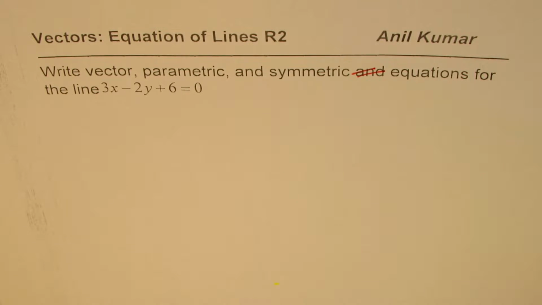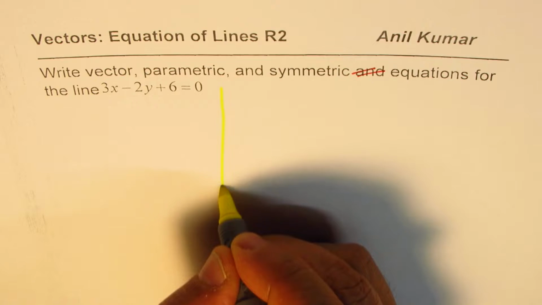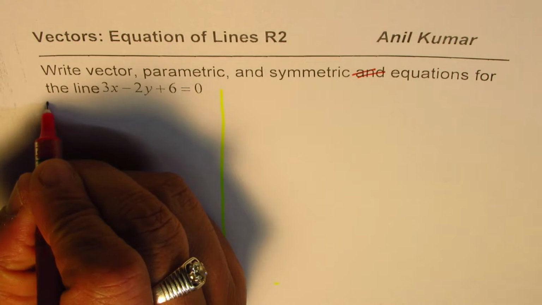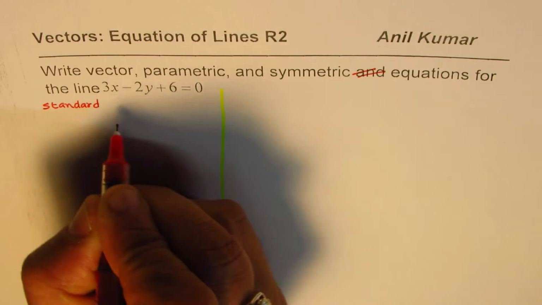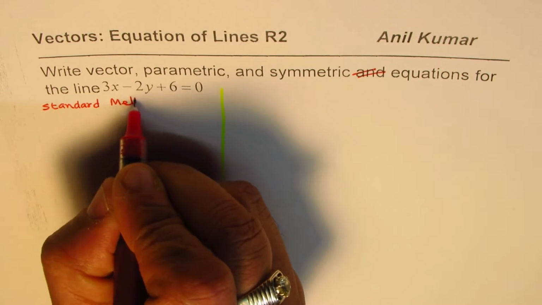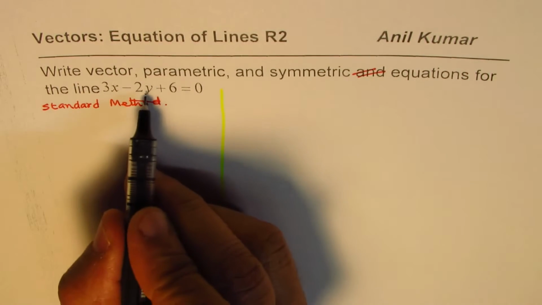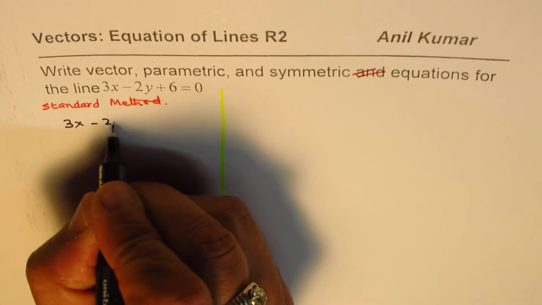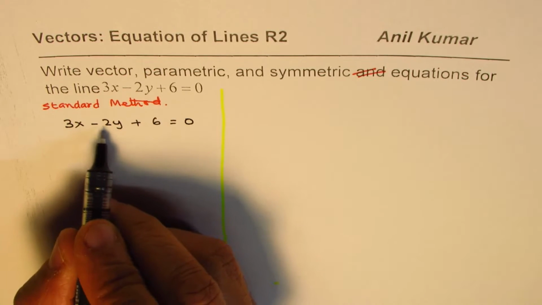Now there are different ways of doing it. I'll actually show you two different ways. One is the standard method, which is normally adopted. Now the standard method is isolate y. So we'll begin with the equation 3x minus 2y plus 6 equals 0. So you can isolate y.